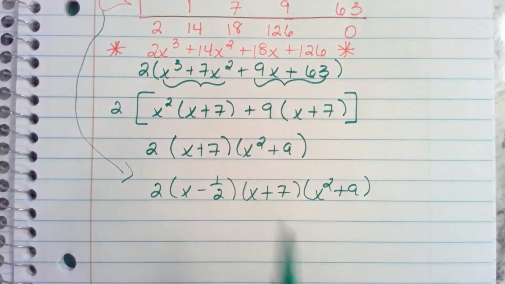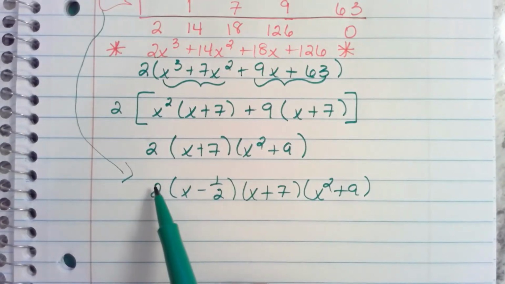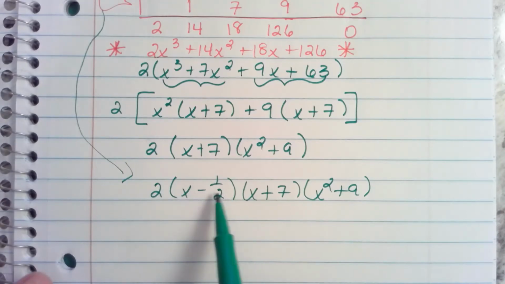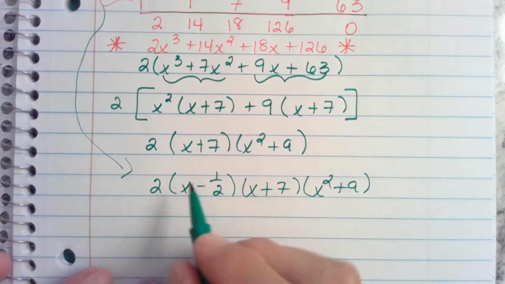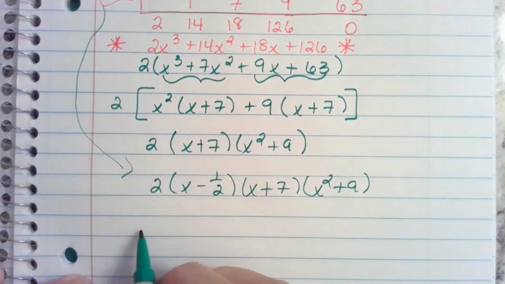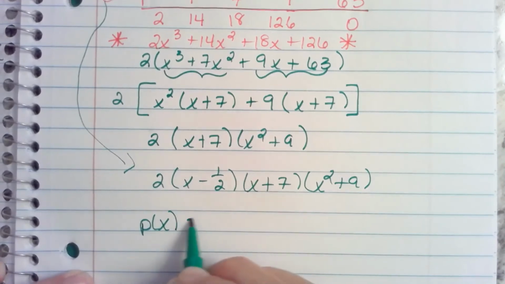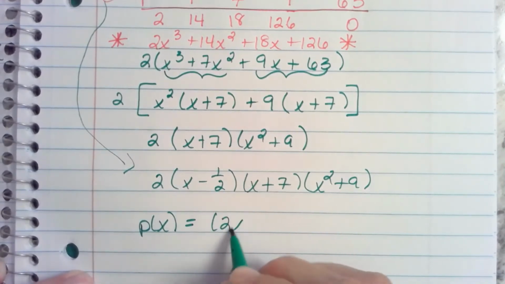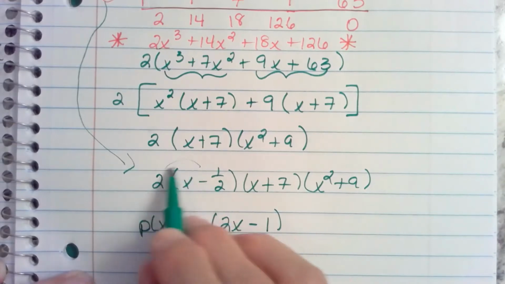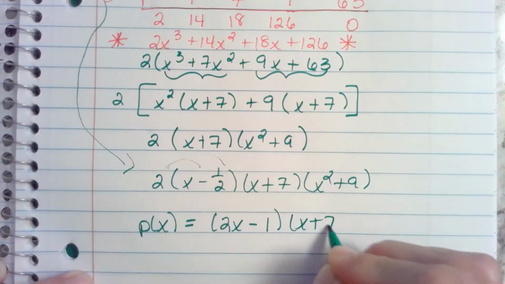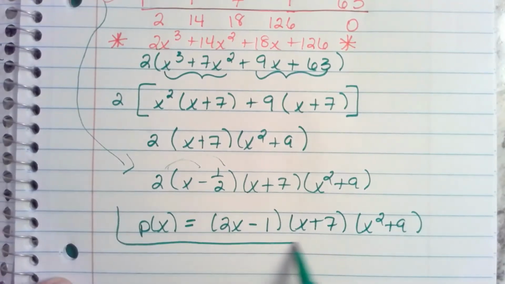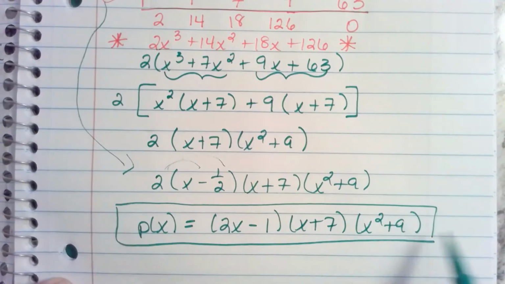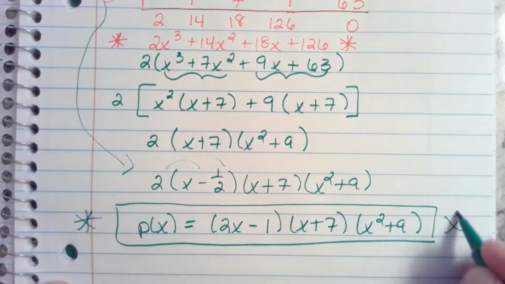Now whenever you have a fraction involved, usually if you multiply that constant that's out front by that particular factor, it'll make the fraction go away. Doesn't always work that way, but usually it does. So let's distribute the 2. We're going to have p of x is equal to 2x minus 1, that's distributing the 2, x plus 7, and x squared plus 9. Now this is factored over the real numbers. This is the one that they asked us to do in the problem.